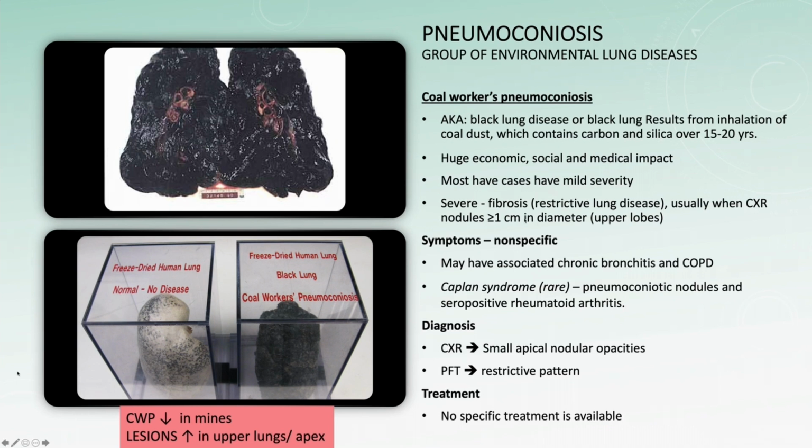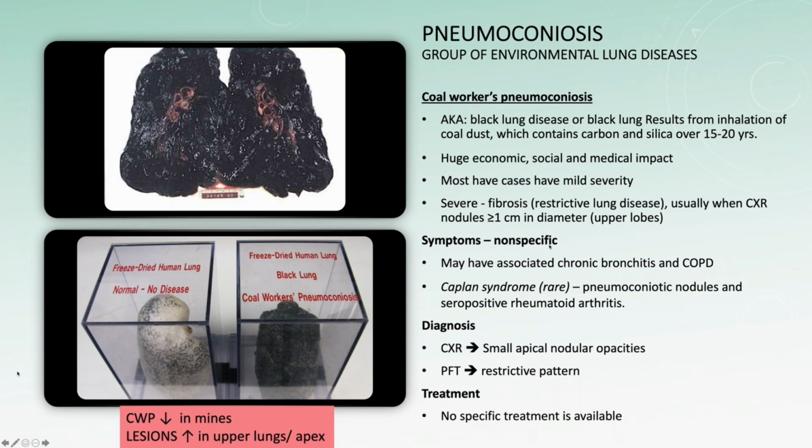And the way I like to remember this is that coal workers work down in the mine, so the lesions are up in the upper lungs. It's opposite of what you think. And that's consistent through all of the pneumoconiases, and we'll talk about each one as they come. So patients work down in the mines, and the lesions appear up in the upper lungs in the apex. The other way I like to think about it is because they're dust fibers, they can kind of free float. So when you breathe them in, they can free float up to the top. Okay?